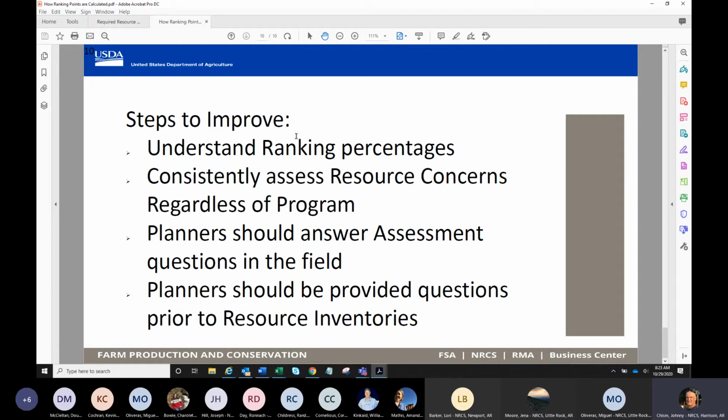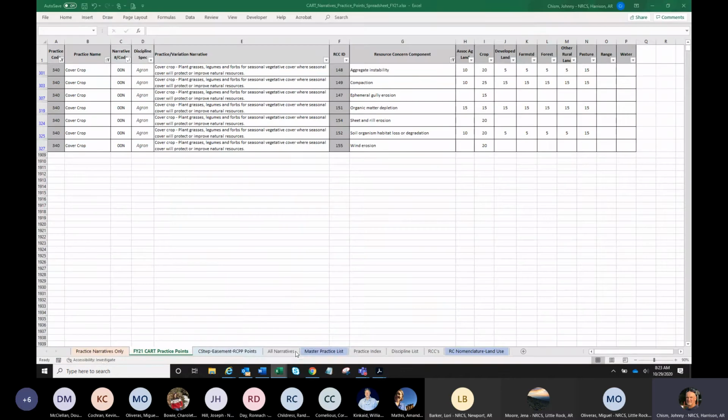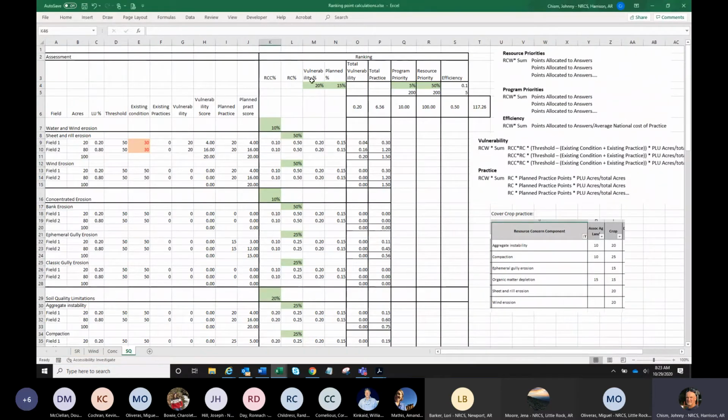So hopefully these are some of the things that I thought of as steps to improve this consistency. For one, they need to understand those ranking percentages, how they set those components. When you look at the vulnerability, the plan practice percentages, and so on, you can change those things.